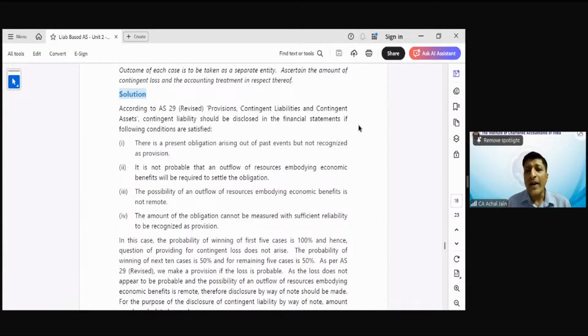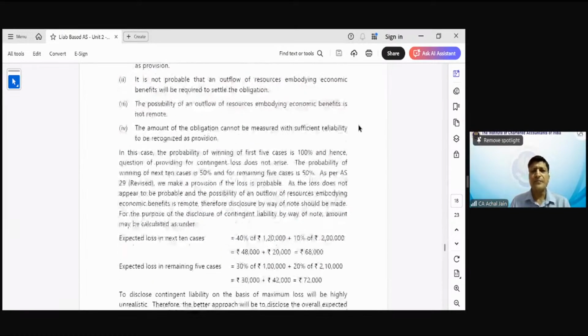Contingent liability is required to be disclosed if the following conditions are fulfilled. There's a present obligation resulting due to past events, but that is not recognized as a provision. Of course, all of these conditions are there, as we have just discussed. In the given case, the probability of winning the first 5 cases is 100%. So, there is no contingent liability. It's a remote one, so you don't do anything.